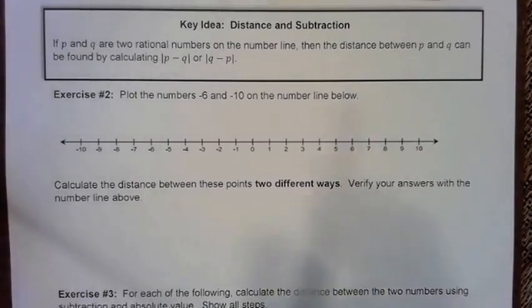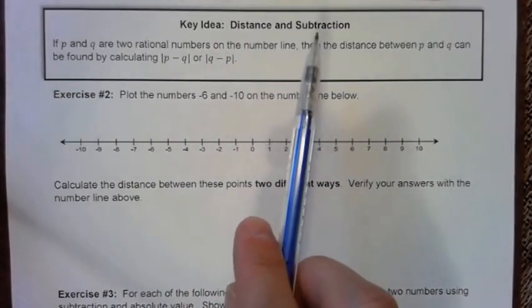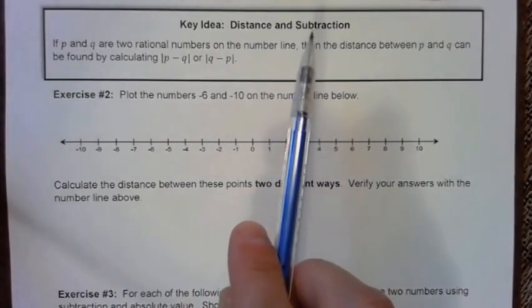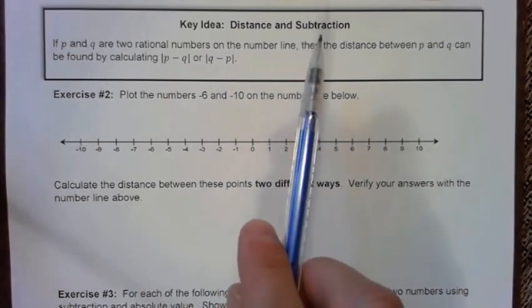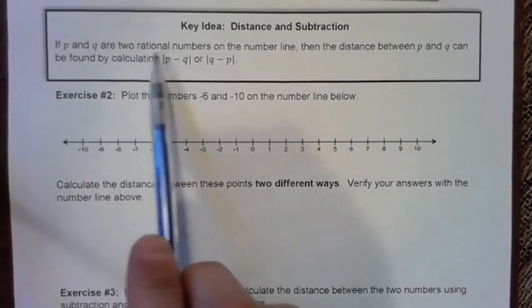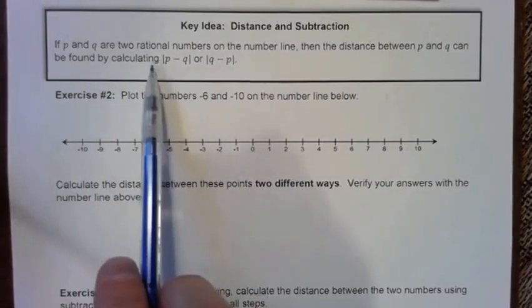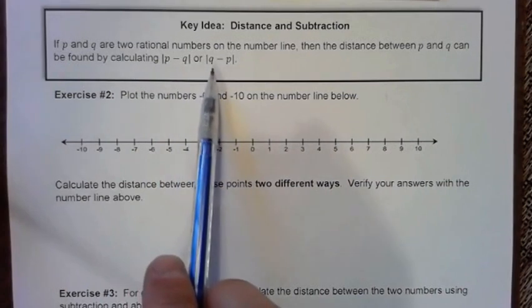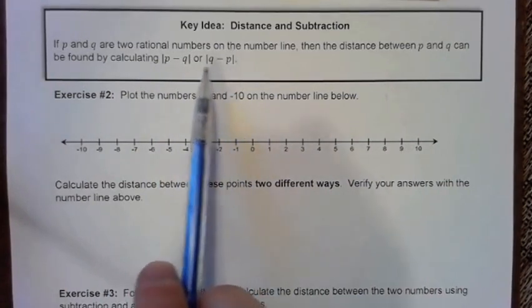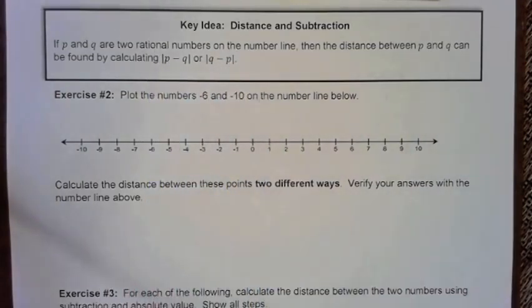So again, our key idea for our video, in order to calculate distance on a number line, I'm going to do a subtraction problem. But again, to make sure that my answer is positive, I'm going to put my subtraction in absolute value, all right? If P and Q are two rational numbers on the number line, then the distance between P and Q can be found by calculating either the absolute value of P minus Q or the absolute value of Q minus P. The order that you do the subtraction isn't going to matter as long as you put the subtraction in absolute value bars. You will get the same distance.